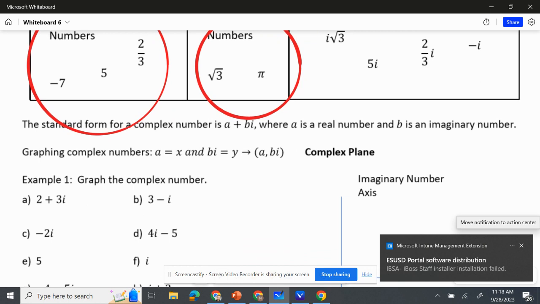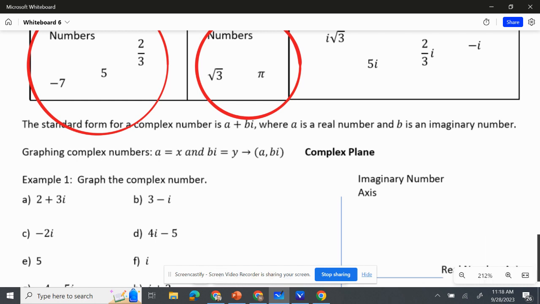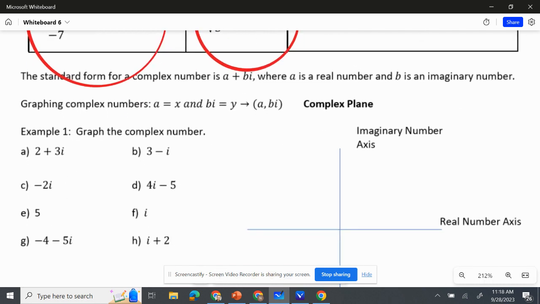So what we're going to do is we're going to be plotting the different points. And when we're plotting them on the complex plane, we're going to treat the real numbers as our x values and our imaginary numbers as our y values. So we're going to think of this as an ordered pair. So what we have is our coordinate system. The real axis is our real numbers, and the imaginary axis is our imaginary numbers.